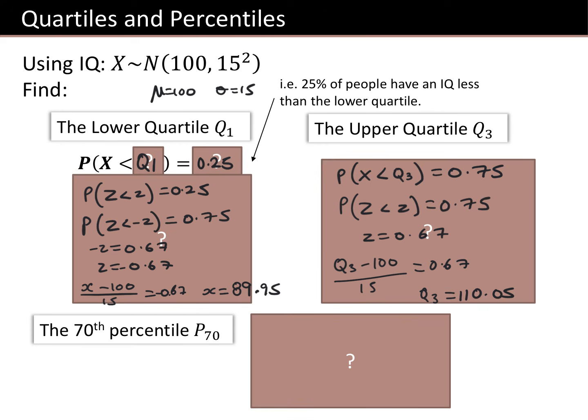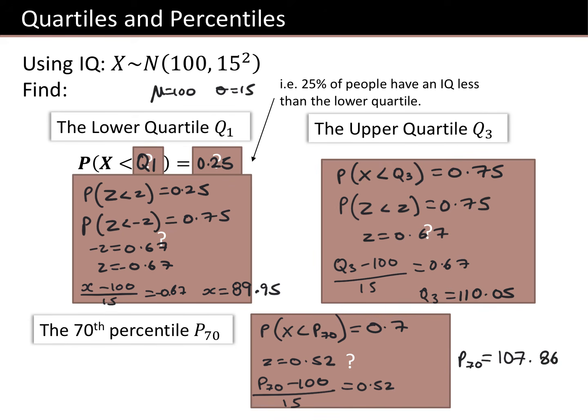And then lastly, the 70th percentile. So we just want the probability of X being less than the 70th percentile, which means 0.7. Have a look for 0.7. Where are we at? 0.52. So I know our Z equals 0.52. So we're going to have P70 minus 100 over 15 equals 0.52. Rearrange to find our 70th percentile, which is 107.866.